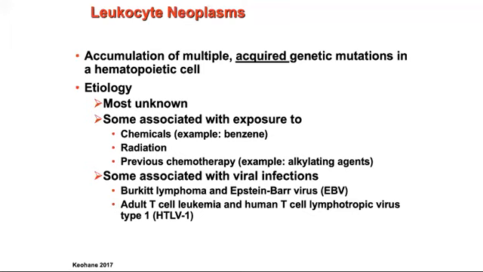Some malignancies have been associated with exposure to organic solvents such as benzene, or exposure to radiation, perhaps previous exposure to alkylating agents like chemotherapy. Some malignancies have been associated with viral infections. For example, there are two types of lymphoid malignancies in which viruses have been implicated in the etiology. Epstein-Barr virus, EBV, has been implicated in the development of Burkitt's non-Hodgkin's lymphoma. The other example is the human T-cell lymphotropic virus type 1, HTLV-1, which has been identified to be the cause of adult T-cell lymphoma.